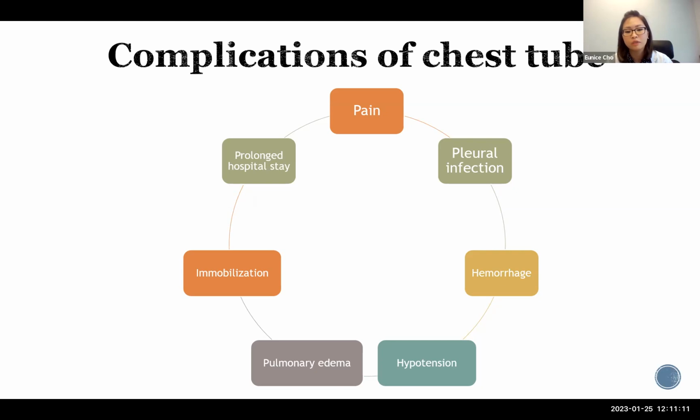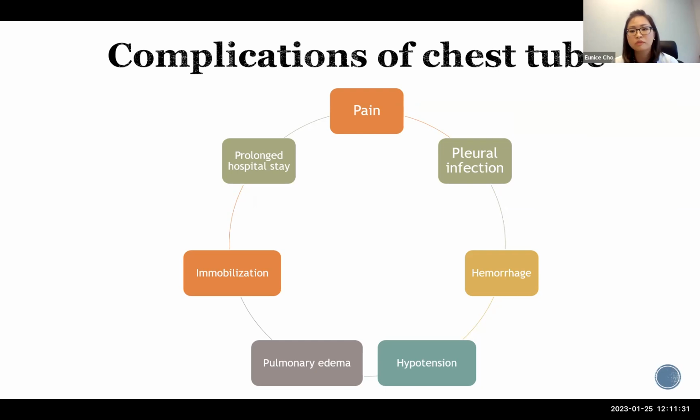They could also become hypotensive, and if the air and the fluid get drained out too quickly, then there is risk of developing flash pulmonary edema. And if their chest tube gets attached to the pleural bag in the wall suction, then they're really stuck in their bed, and they may end up needing to stay in the hospital longer than needed.